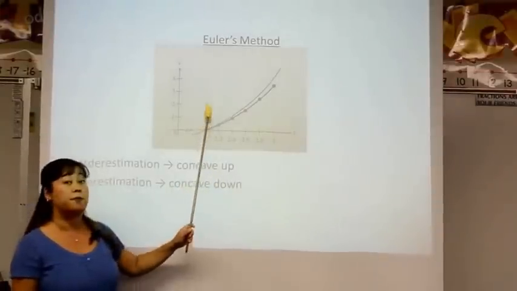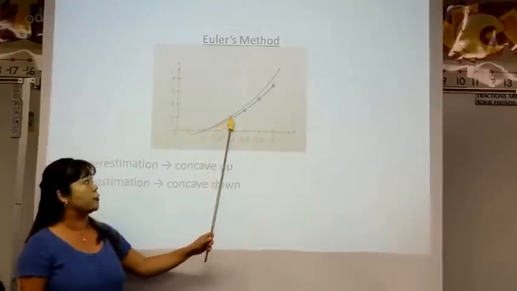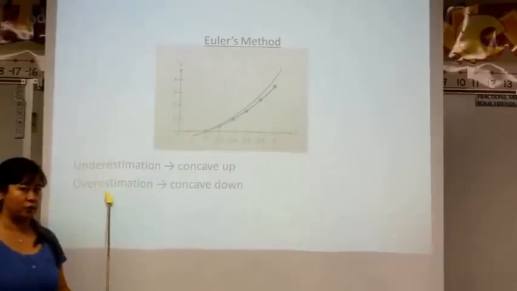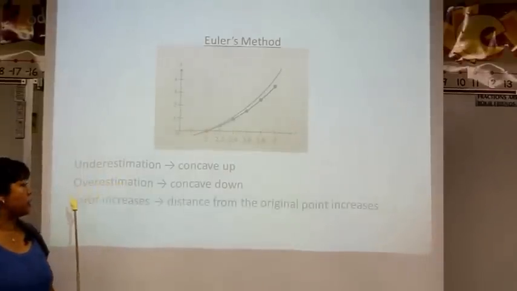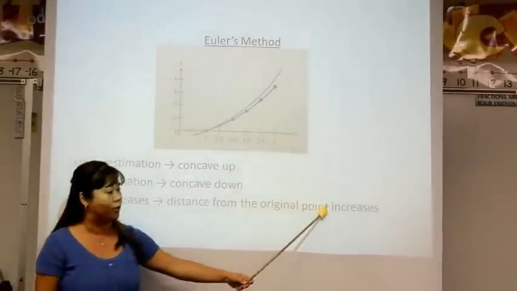So that's usually the upside down parabola. And when it's an upside down parabola, normally we will find the linear equation right here above it. So that's why it's going to be an overestimation. Just remember that part. Also, there's an error that increases when the distance from the original point increases.